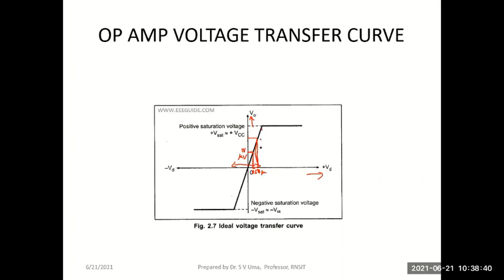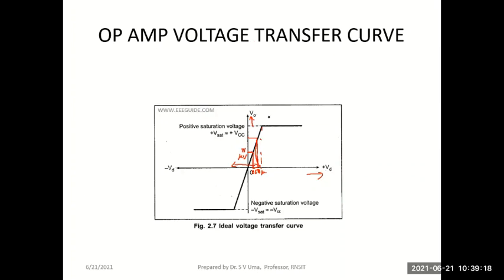But there is a limit for that. Once the output reaches a level called the positive saturation voltage, irrespective of the increase in the differential input, the output will remain the same. Why does this happen? Tell me quickly. So many times we have discussed this. Why will the output not increase after this level? What happens to the active devices?